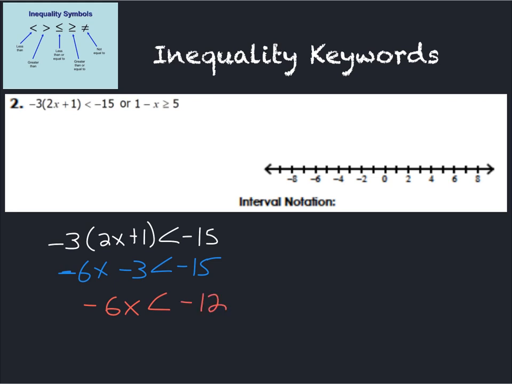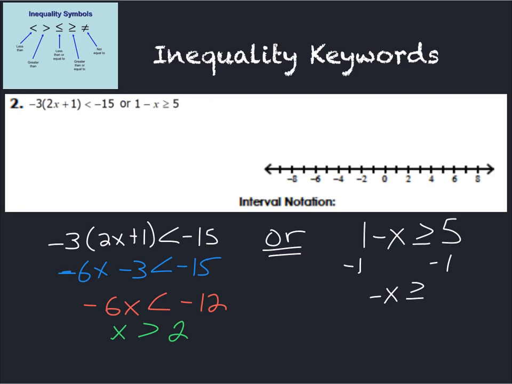And we'd divide by -6. Remember, when you are dividing by a negative, you have to flip that inequality symbol. So that would mean that x is going to be bigger than 2. Then we have OR 1 minus x is greater than or equal to 5. What would we do there? We would just subtract 1 first. That would leave us with -x is greater than or equal to 4.